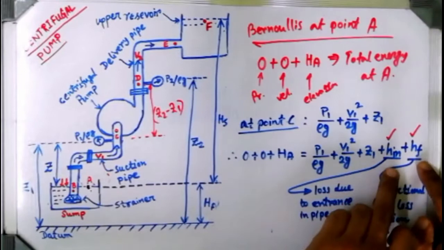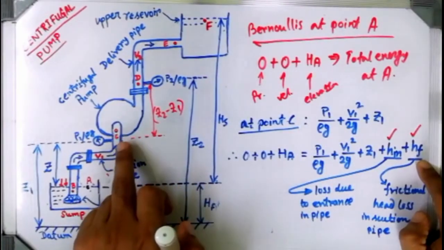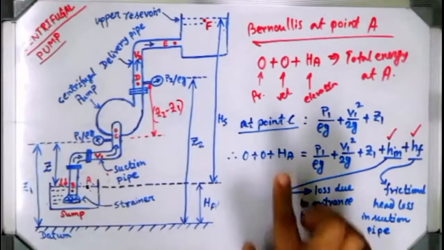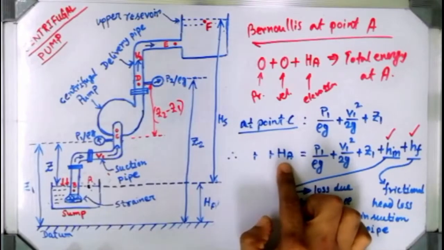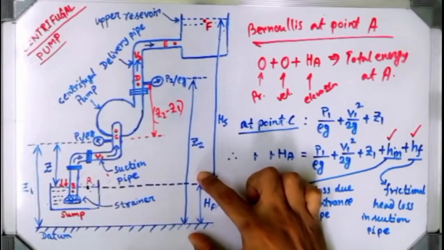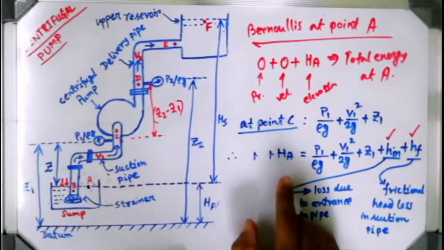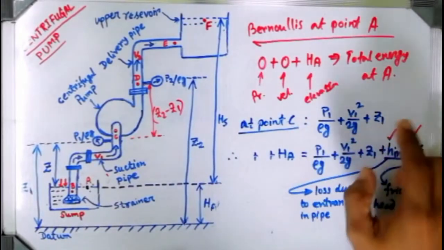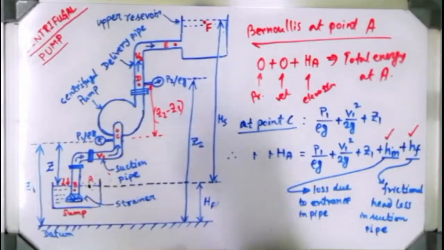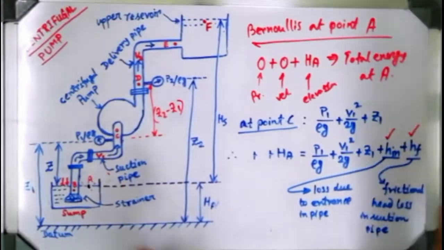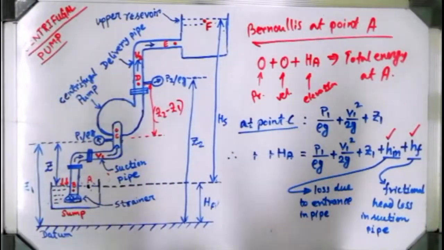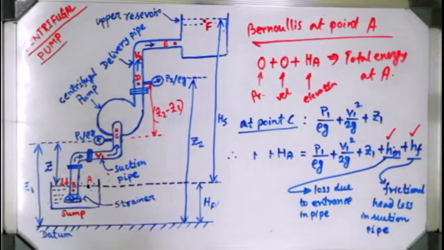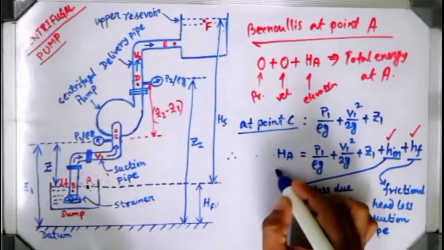So if you add these two terms with this energy at C, then you can equalize with energy at A. Mind it, because these two terms are not there. This is the only elevation at point A, and if you want to equalize that HA with the energy at point C, then these three terms will not serve the purpose. You have to add these losses also, then you can equalize. Otherwise, they will not be equal to each other. Name this equation 1.